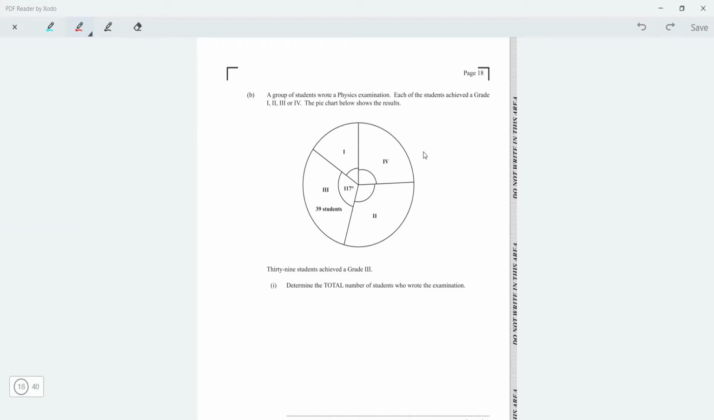So now we need to know the total amount. Now what we do know is that 39 students achieved grade 3. So we know that 117 degrees out of the total degrees around, which is 360, multiplied by the total amount of students. Let's call the total number x. We know that it's equal to 39.